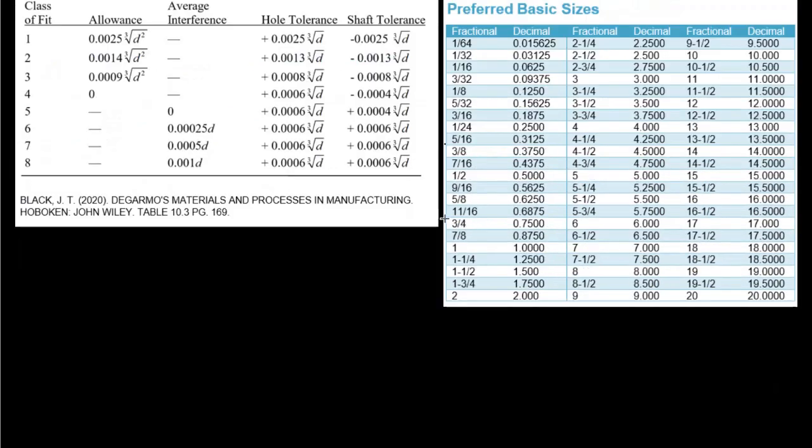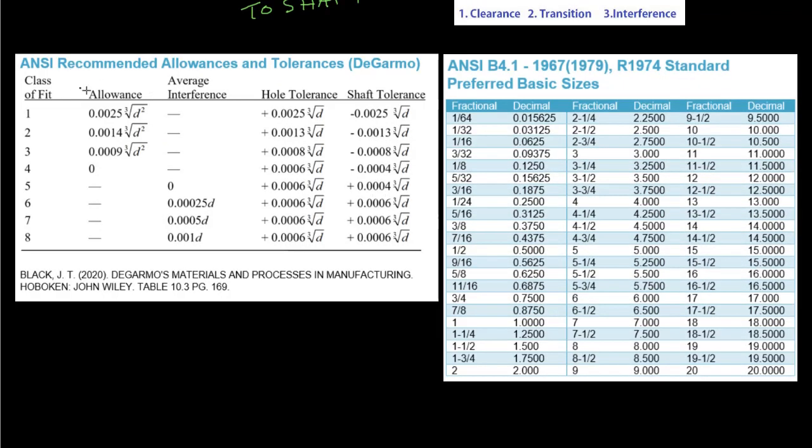So I'm also going to use these tables here. Here's ANSI recommended allowances and tolerances highlighted in the DeGarmo text. So we know that it's a class 3 fit. And we're going to use these tolerances here, or allowance for the shaft, and these hole and shaft tolerances.